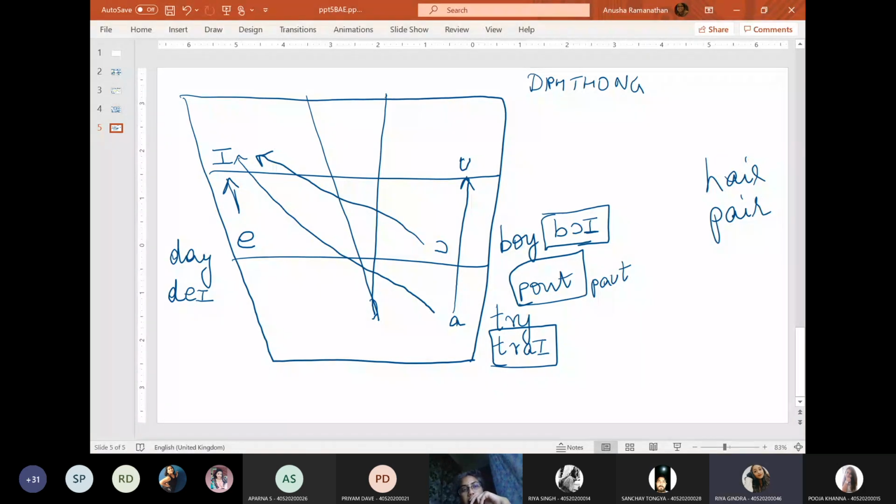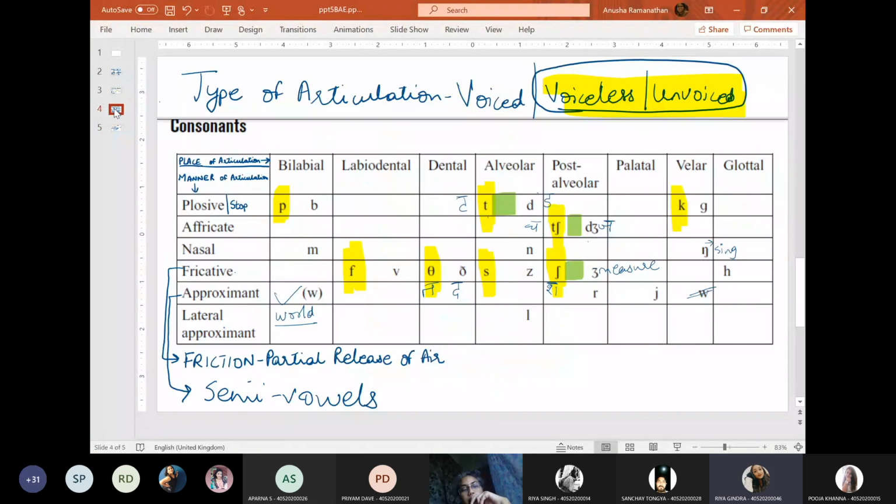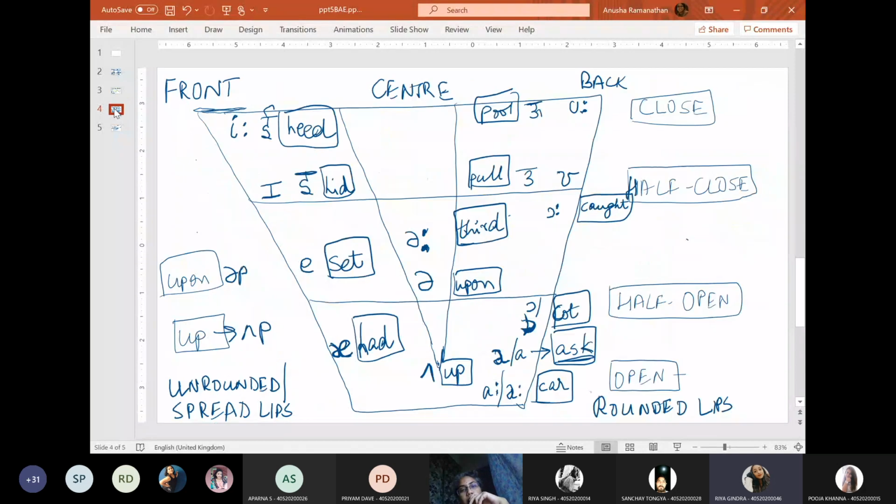Is it like set? Slightly, yes, ma'am. Not completely, but think about it. How will it be? It's more like that. The AE sound, like A E. Is it like day? Kind of, thoda. It is a fusion of set and day. Something in between.